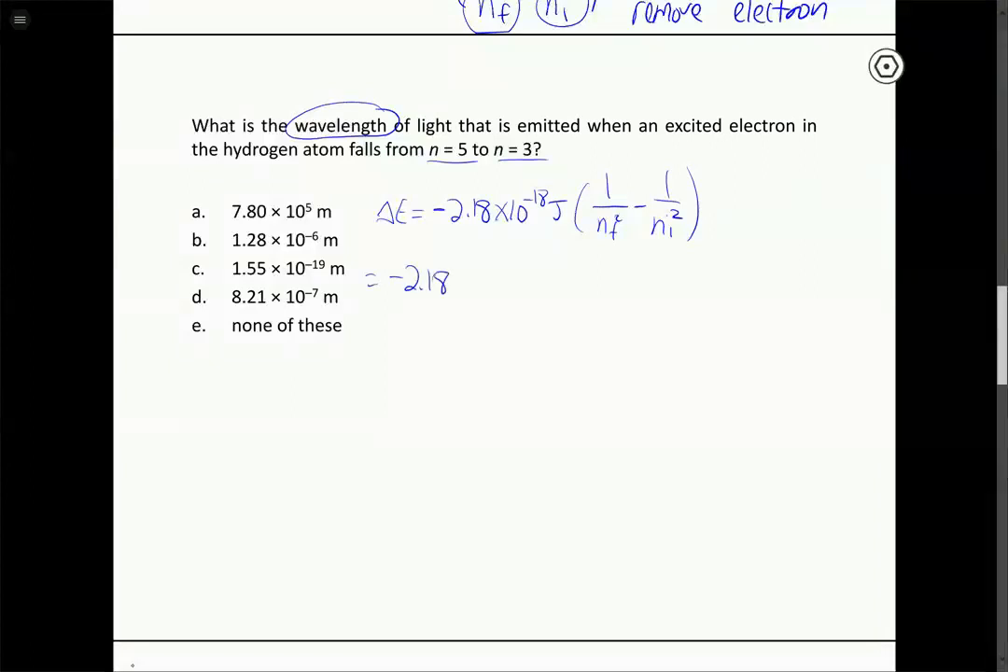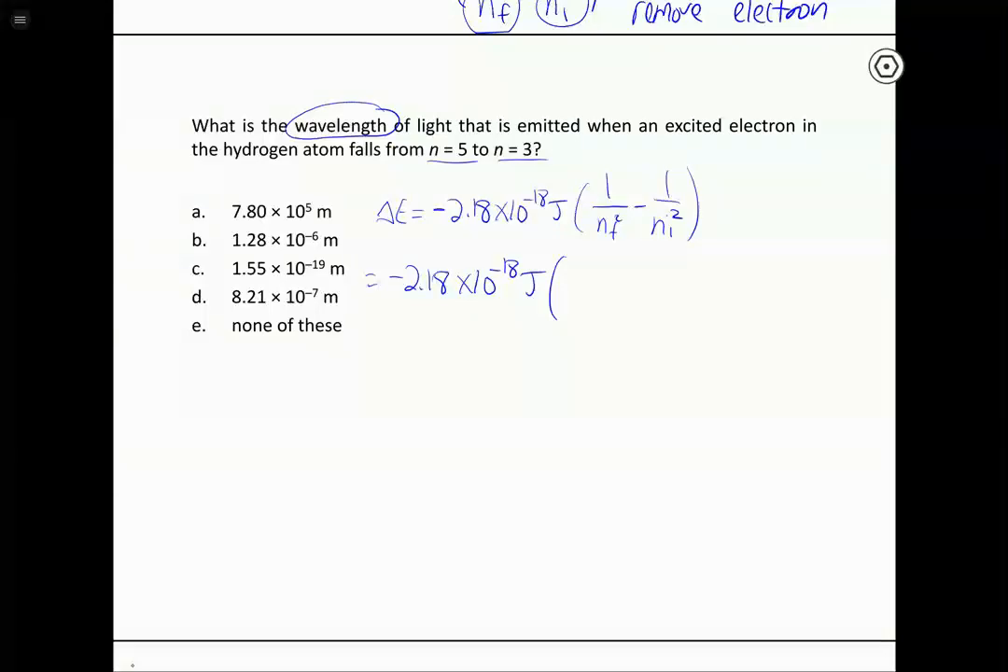So we just put the numbers in. So if you want to get the sign of delta E correct, you need to have the n values in the correct order. It's not so critical for this problem because we're going to end up with a positive number at the end. So if you reverse the n values, you would just get the negative of that. Not a big deal. But let's make sure we put them in the right order.